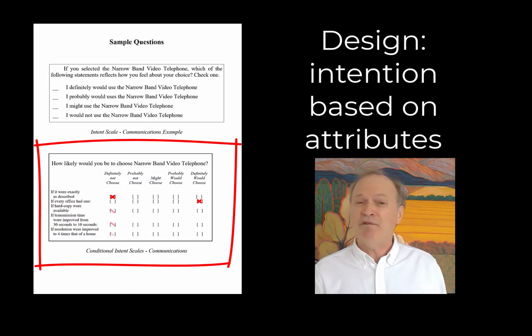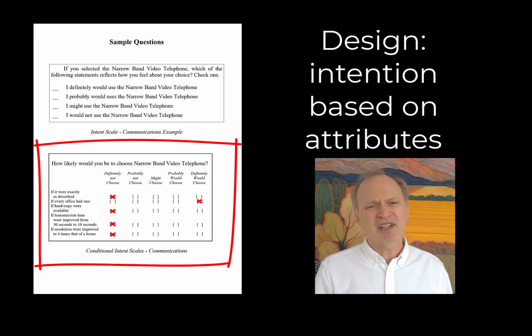Now, the way I filled this out, it looks like if every office had one, that's the only way someone would buy this product, which means you've got to have deep pockets. You have to make sure everyone has the product before anyone would own the product. That's called an externalities problem. So this is a great format for design, just to let you know what kind of features you might need to bundle with your product or service.